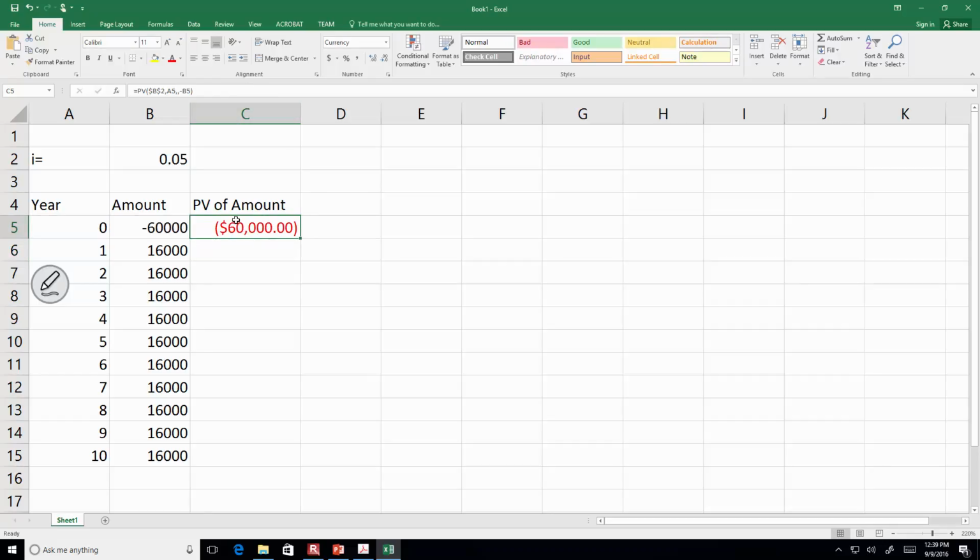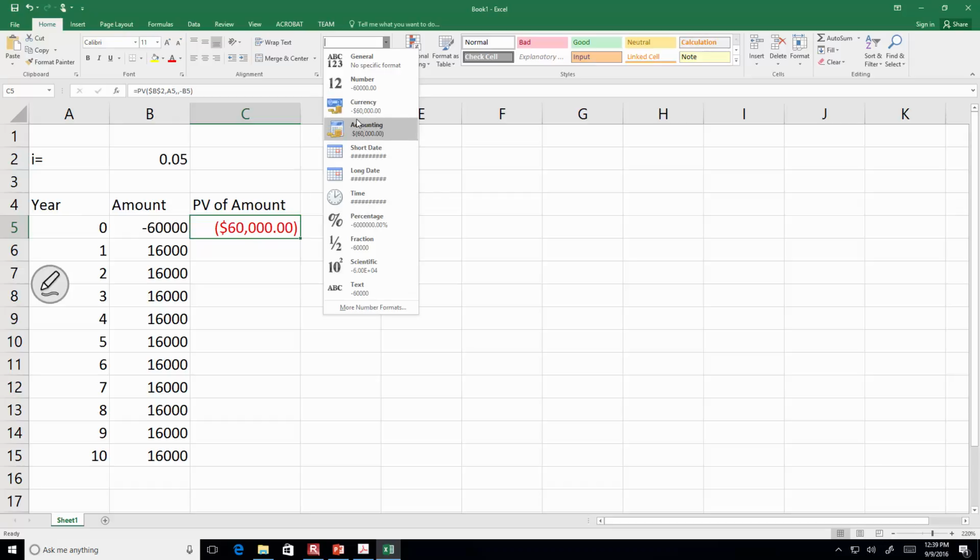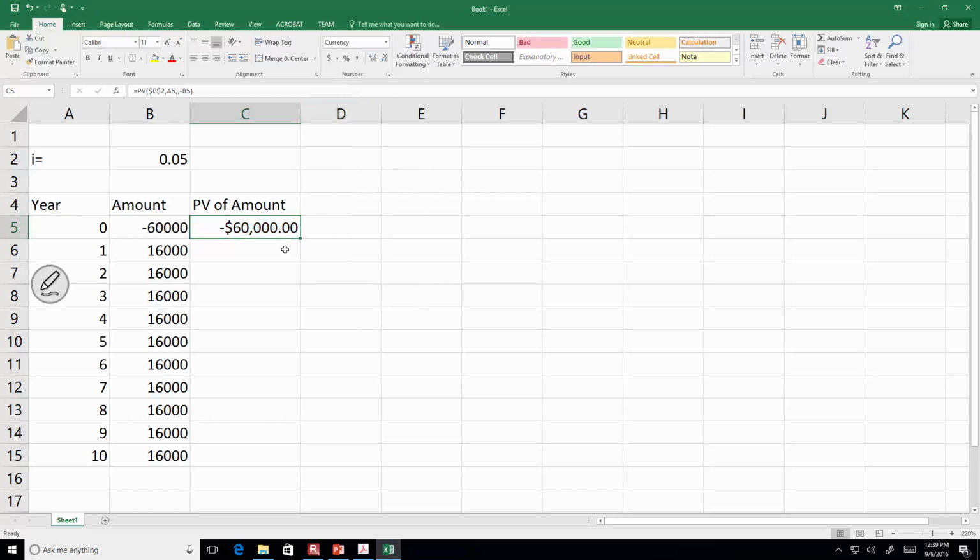Okay, red with the brackets is a weird way of saying that that's a negative amount. I'd rather see it as a minus sign instead of red with brackets. So I'm going to change that to this currency, and then I can live with the way that it's formatted. Now here's the exciting thing. Rather than having to type that equation in over and over and over, I'm going to just click on the corner and drag it down.